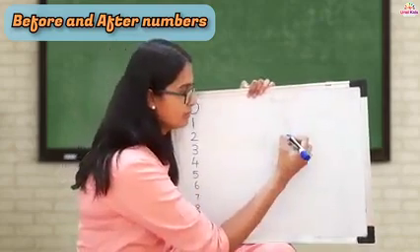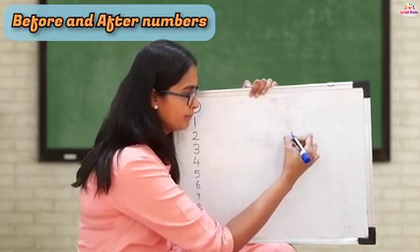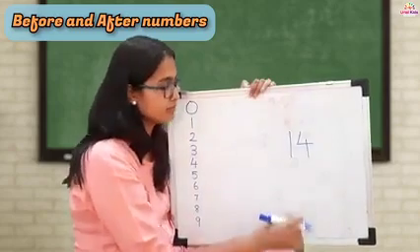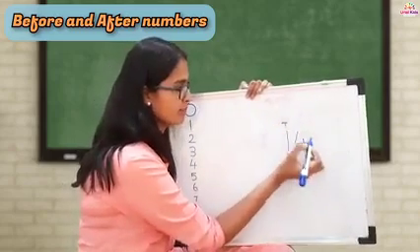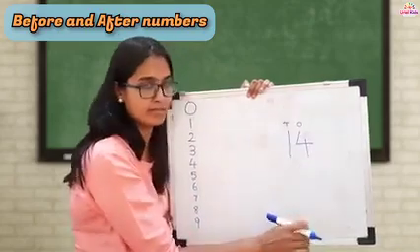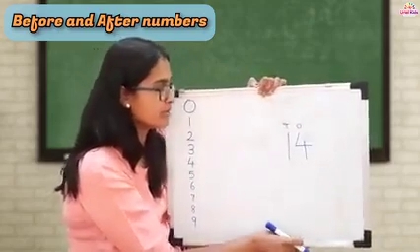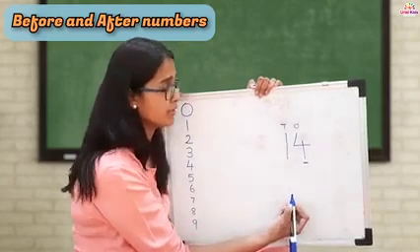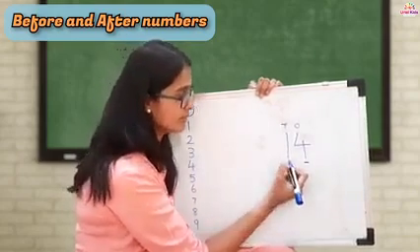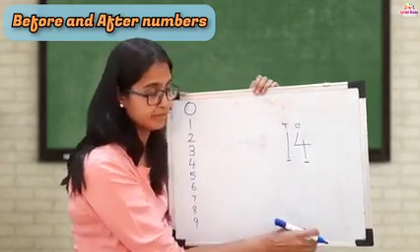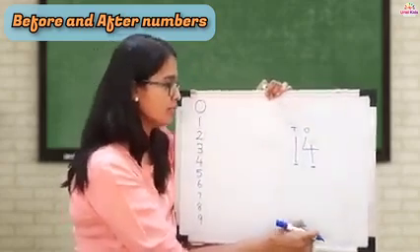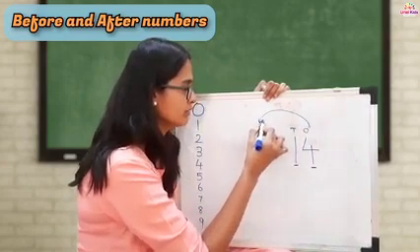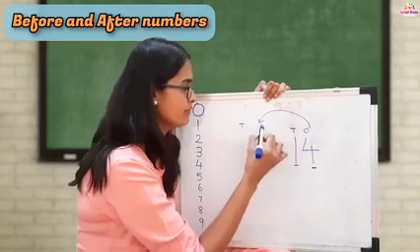A simple example, let's take the number 14. This is the tens place and this is the ones place. What number can you see in the ones place? It is 4. And what number can you see in the tens place? It is 1. Alright, so if I ask you, what number comes before 4?